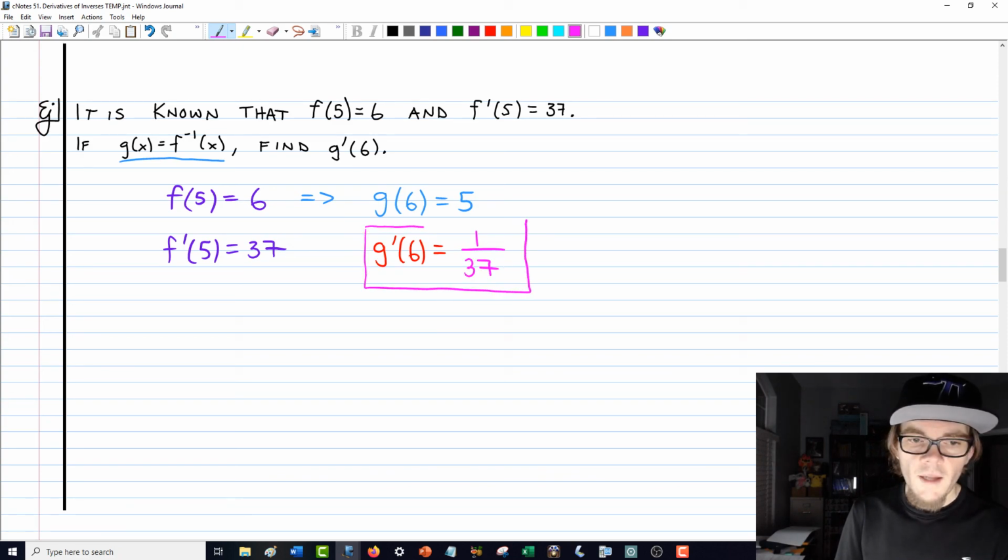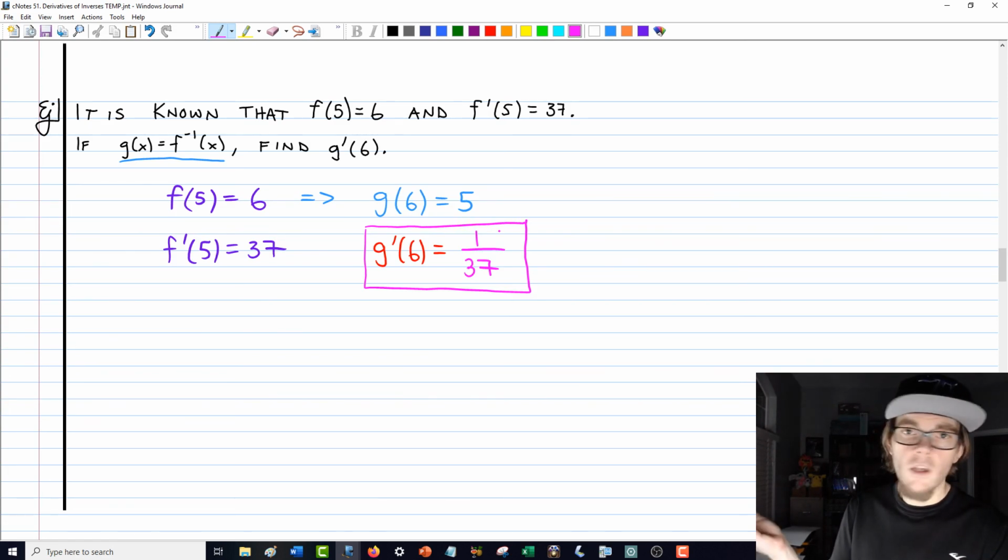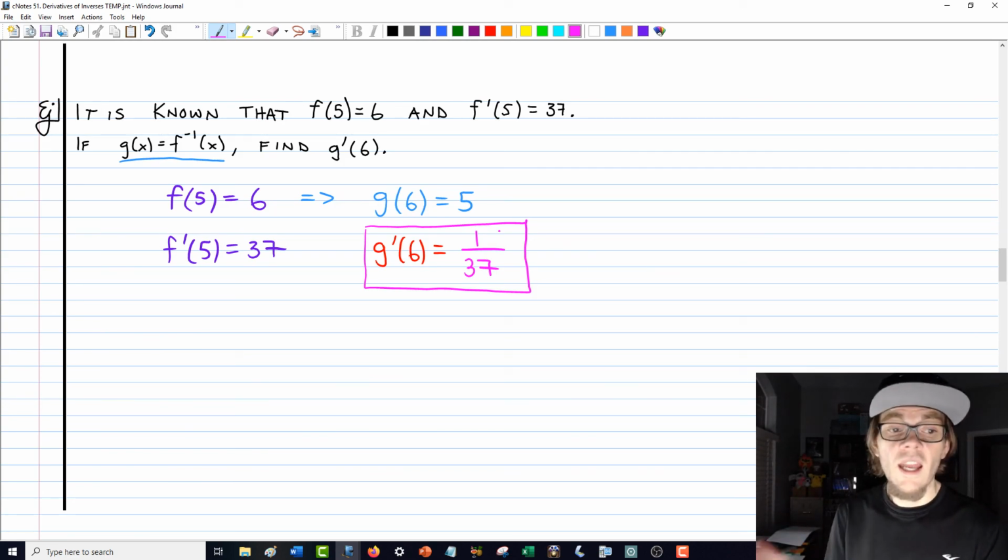If they'd asked us about g prime of 4, well, there's nothing we could do. G prime of negative pi, no idea. But g prime of 6, we can definitely take advantage of because of the connection between x equals 6 and y equals 6 on the original.